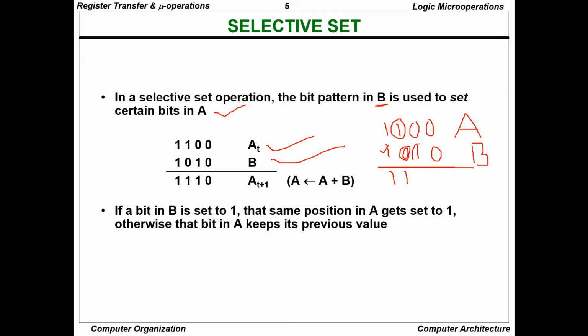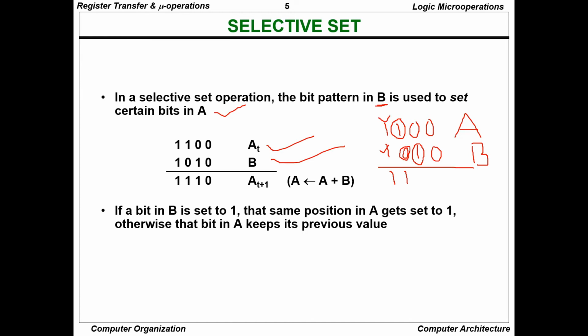And see the third one here, we have 1. So what do we have in A? 0. So what's the point here? If a bit in B is set to 1, that same position in A gets set to 1. But in the first case, we already have 1, so no need to change here, we got 1.